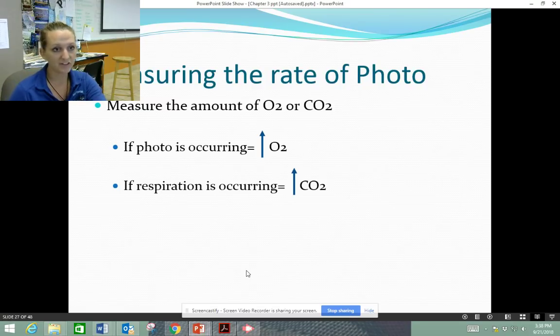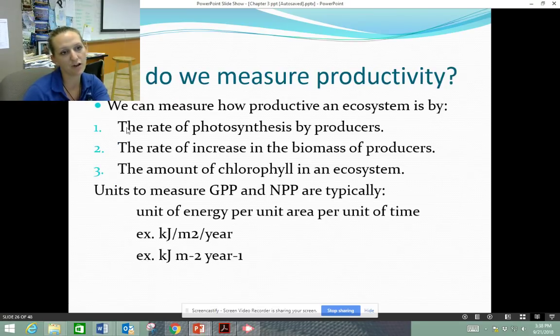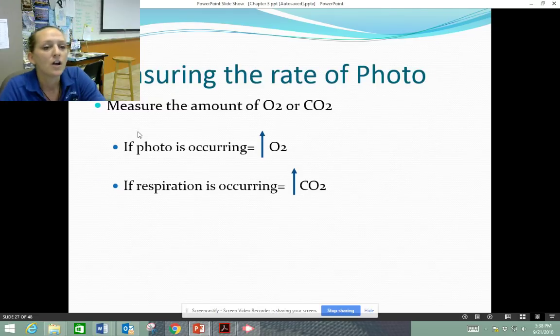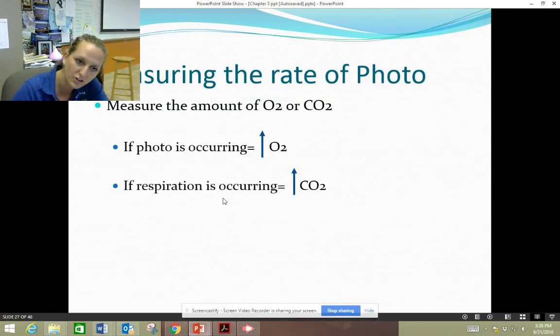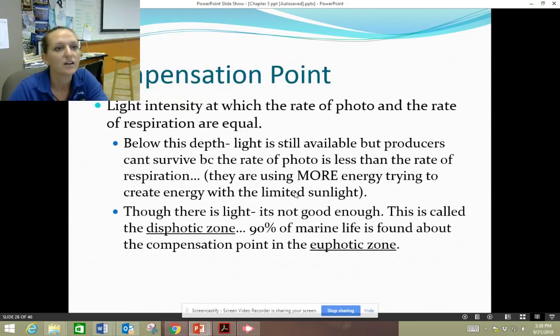Measuring the rate of photosynthesis. This was the first one. How can we do this? We can measure the rate of photosynthesis by producers. If photosynthesis is occurring, we are going to have a lot of oxygen. That is one of the byproducts of photosynthesis. If respiration is occurring, we're going to have a lot of carbon dioxide. Brings us to the compensation point.